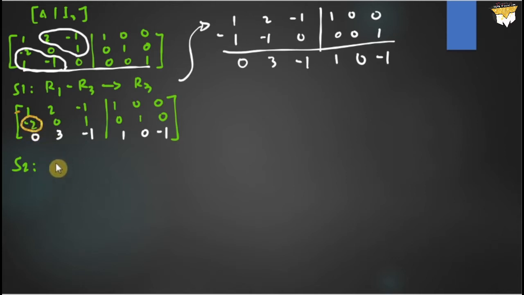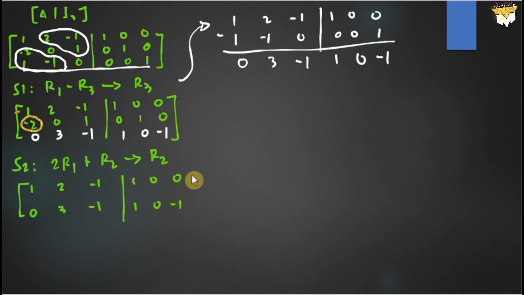I'm going to multiply row 1 by 2. Okay? So, multiply row 1 by 2. And then, i-add ko sa row 2. And that yields, papalitan natin yung row 2. Okay? So, since row 2 papalitan natin, same pa rin si row 1. So, 1, 2, negative 1, then 1, 0, 0. Then si row 3, same pa rin, 0, 3, negative 1, 1, 0, negative 1.